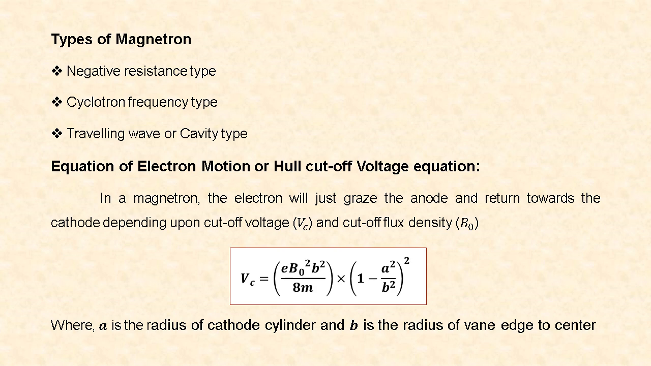The negative resistance type magnetrons make use of negative resistance between two anode segments. Cyclotron frequency magnetrons depend upon the synchronism between an alternating component of electric field and periodic oscillation of electrons in a direction parallel to this field. Cavity type magnetrons depend upon the interaction of electrons with a rotating electromagnetic field of constant angular velocity.